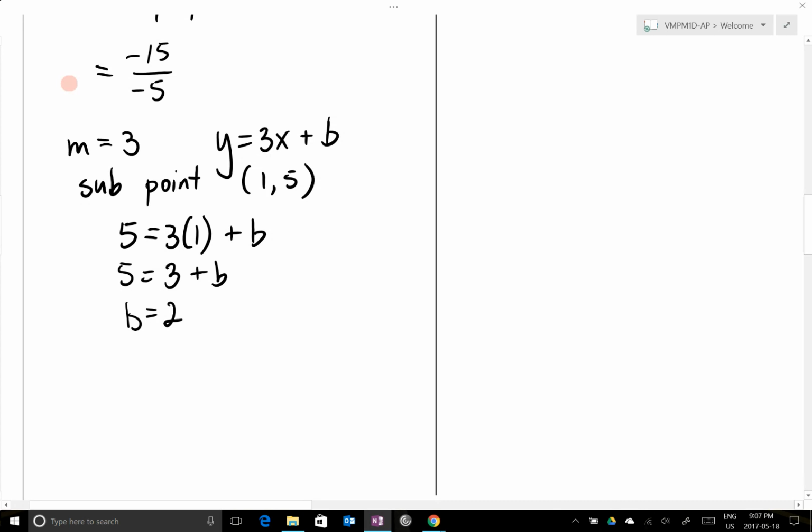Once you have b, write your equation: y equals 3x plus 2. Now you don't have to write 1 and 5 anymore. I'm just writing the general equation here for any x and y. The slope matters and the y-intercept matters here. So y equals 3x plus 2, and there's your equation.